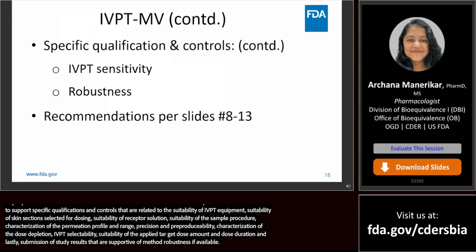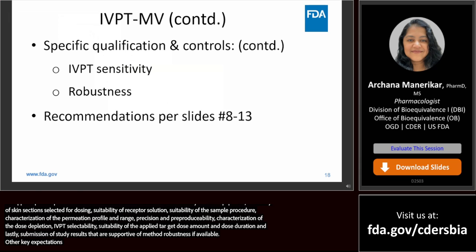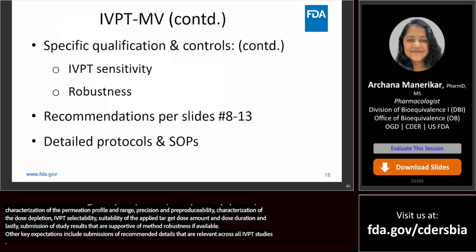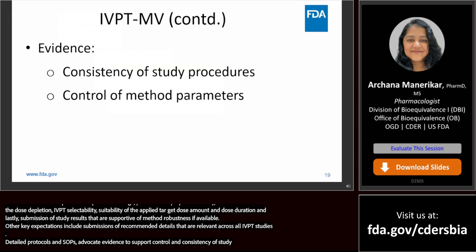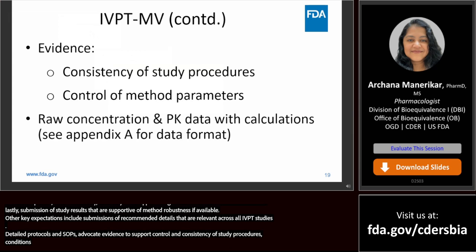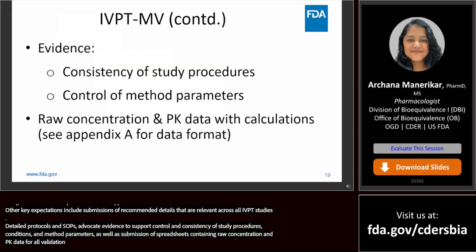Other key expectations include submissions of recommended details that are relevant across all IVPT studies, detailed protocols and SOPs, adequate evidence to support control and consistency of study procedures, conditions, and method parameters, as well as submission of spreadsheets containing raw concentration and PK data for all validation studies showing relevant calculations.